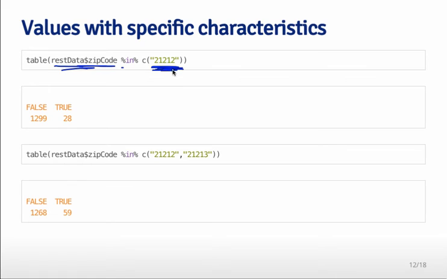In this case, are there any values that are 21212? That's not very useful when you only have one value you care about. But suppose you want to find all the zip codes that are either equal to 21212 or 21213, then you can use the %in% command to say, are there any zip codes that are equal to one or the other of these values? In this case, you see there are a few more. There are 59 values that are equal to either 21212 or 21213.